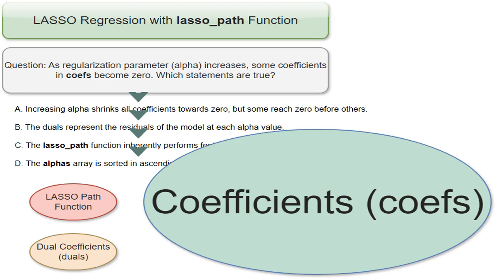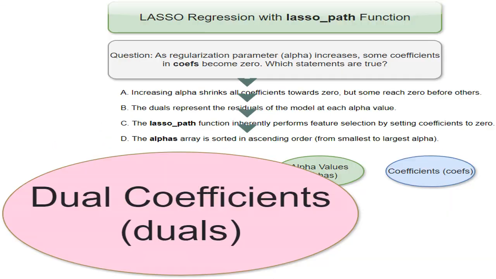These are the regression coefficients calculated by the lassopath function for each value of ALPHA. They represent the impact of each feature on the predicted outcome. I observe that as ALPHA increases, some coefficients become exactly zero, implying that the corresponding features are deemed unimportant and are removed from the model. These are related to the optimization problem the lassopath function solves. They are not directly interpretable as model residuals, which are the differences between the actual and predicted values.